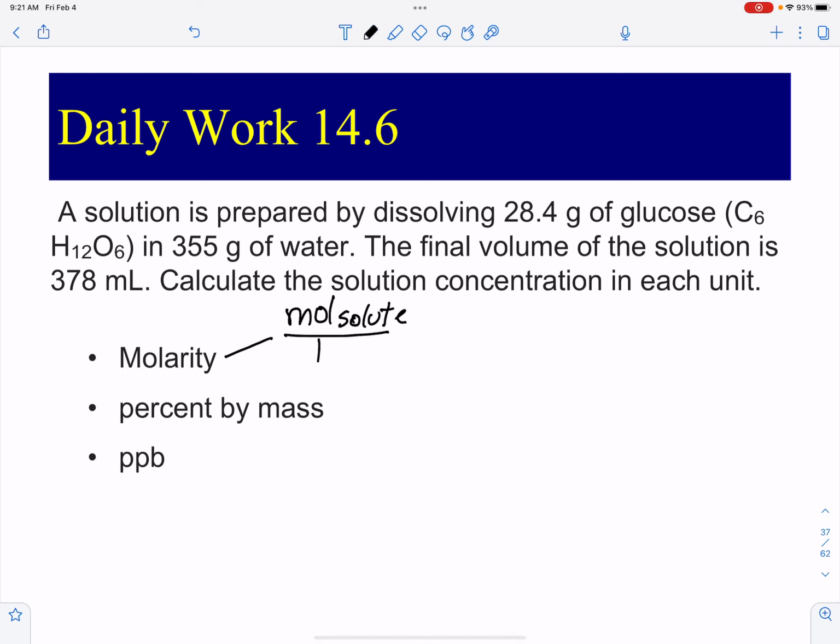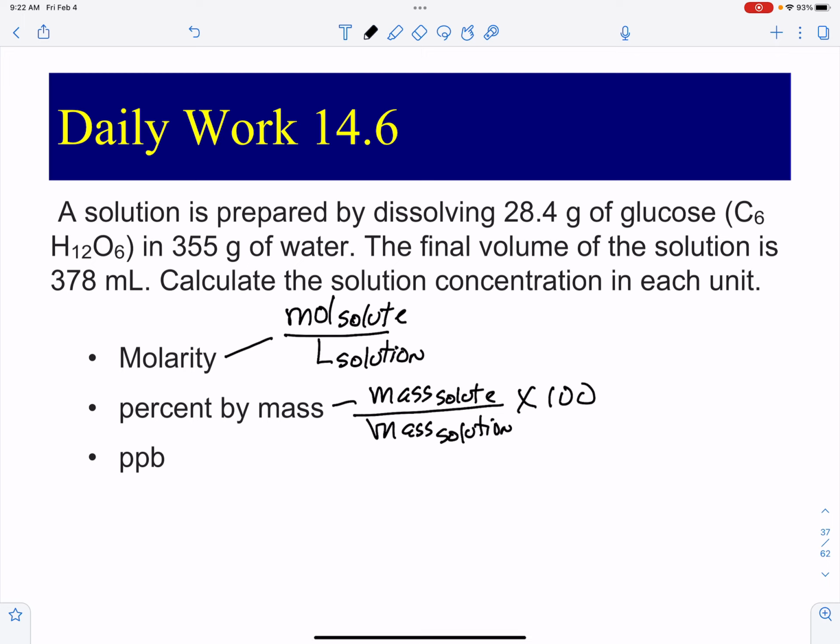over liters of the solution. Percent by mass is going to be mass of the solute over mass of the solution times 100. And parts per billion is going to be the same times 10 to the 9. So that's your daily work.